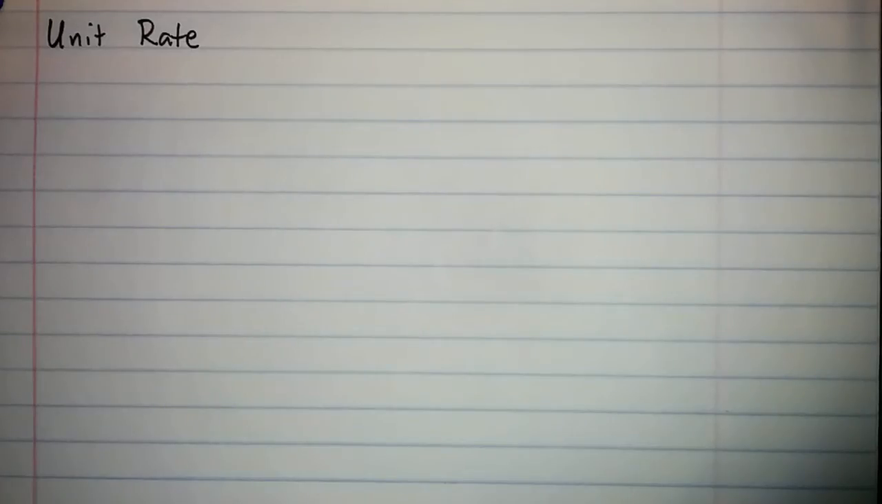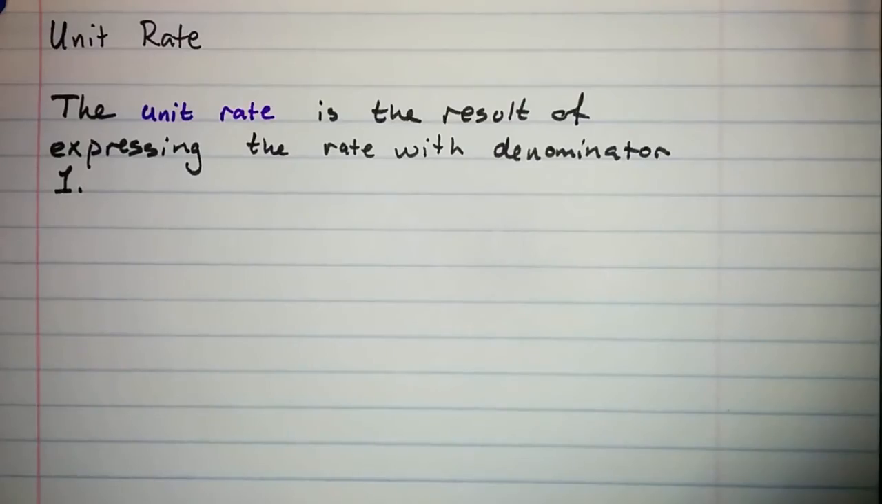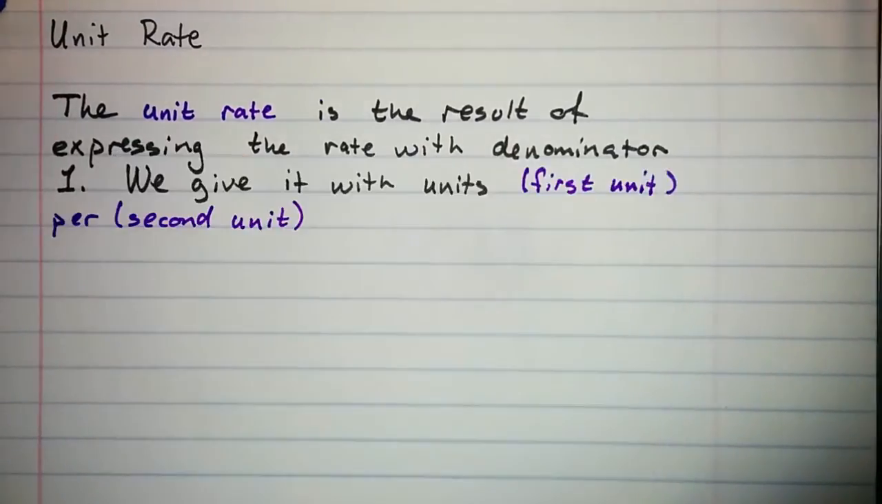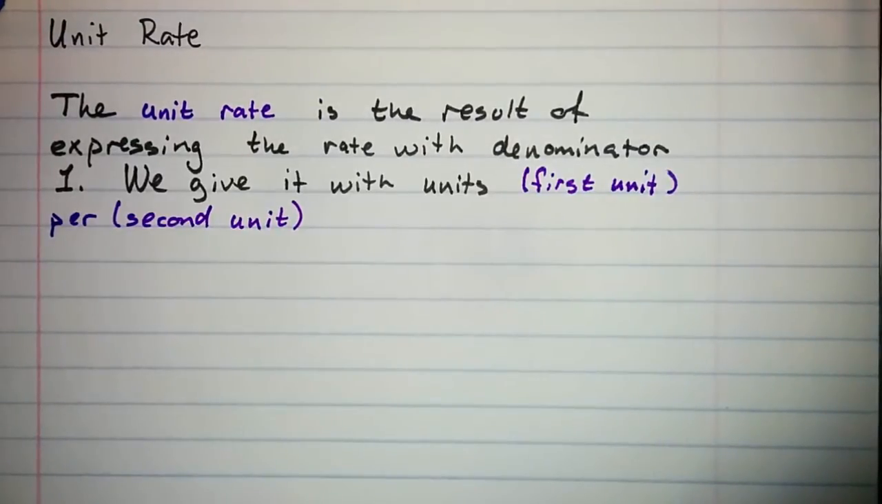Sometimes, rather than expressing a rate as a simplified ratio, we want to express it as just a single number. That single number is the unit rate. What is the unit rate? The unit rate is the result of expressing the rate with denominator 1. And then we give it with units, first unit per second unit.